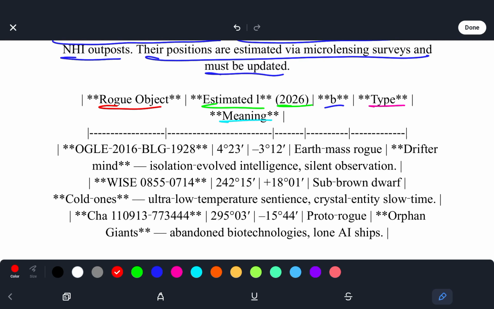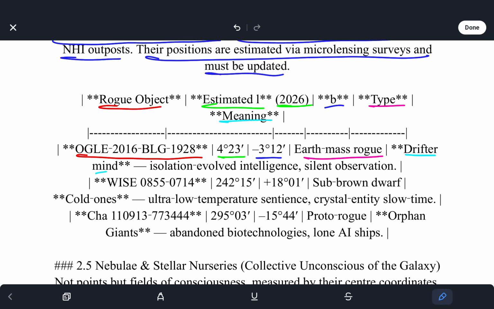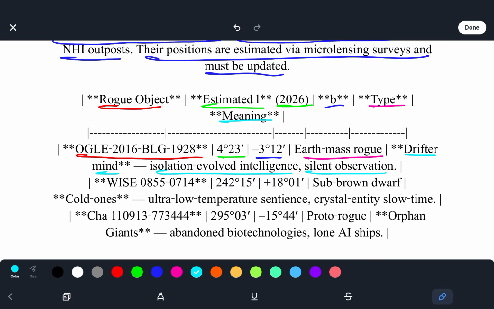So, OGLE 2016 BLG 1928, we see it's 4 degrees 23, negative 3 degrees 12, Earth mass rogue, drifter mind, isolation evolved intelligence, and silent observations. Right?